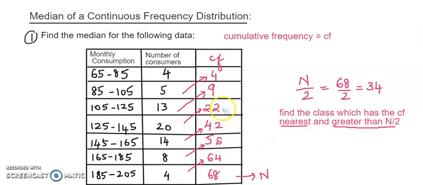I can see that beyond 22, all numbers are going to be greater than 34, but the one which is the nearest is 42. So you will circle that and name it the median class. Am I clear? What did we do? We found N. We did N by 2. N by 2 is 34. The nearest and greatest CF is going to give us the median class.